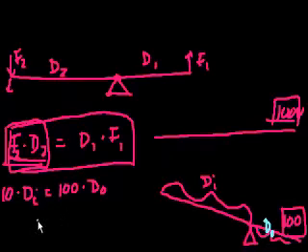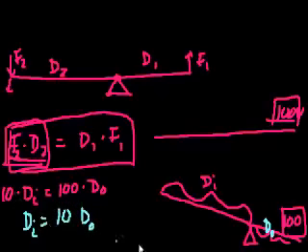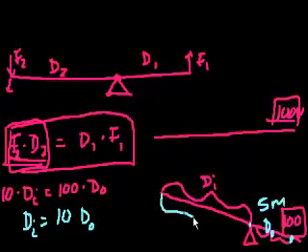And let's figure out what the ratio has to be for the input-output, for the ratio of the input distance to the output distance. Well, if we just divide both sides by 10, we get the distance input has to be 10 times the distance output, right? 100 divided by 10. So if the distance from the fulcrum to the weight is 5 meters, then the distance from where I'm applying the force to the fulcrum has to be 10 times that. It has to be 50 meters. So no matter what, the ratio of this length to this length has to be 10.